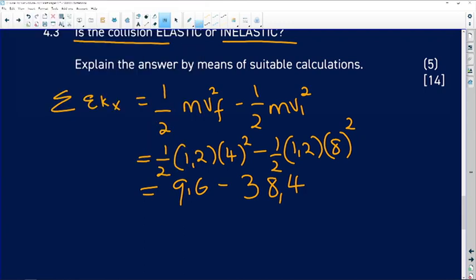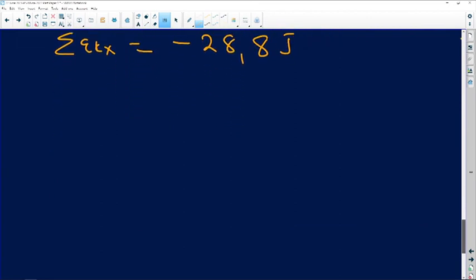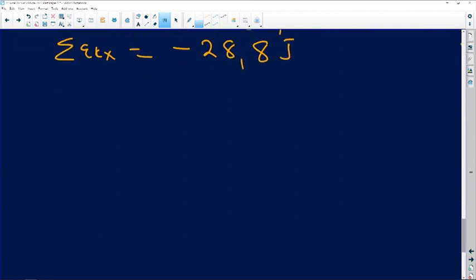So I have my sum of EK at x equal to negative 28,8 joules. This 8 here is not visible, we can just change that. So what do we have here? We have negative 28,8 joules. Are we done? We are not done here. What we must do is look for the sum of kinetic energy on y. So we are looking at y now.